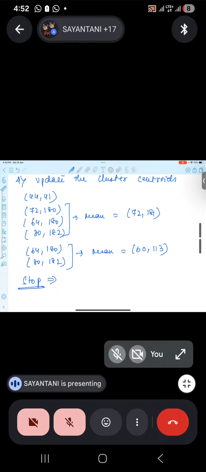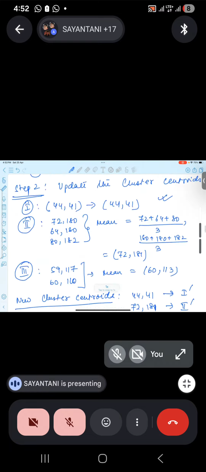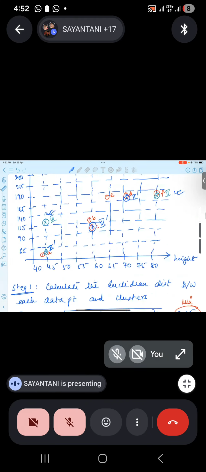So what is the stopping criteria? Till the cluster centroids converge. Okay, so cluster centroids have converged. They are not changing further. We stop over here. So these are the final centroids.